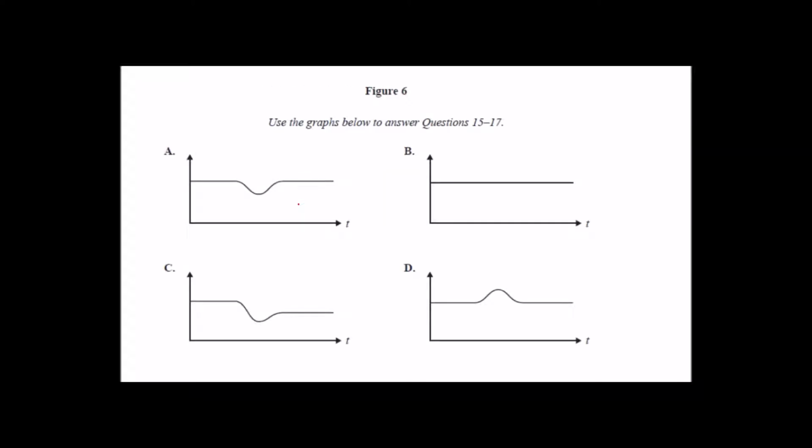Which graph best shows how the total kinetic energy of the system varies with time before, during, and after the collision? Now, we need to think back here about what we're told. It's an elastic collision, which means the kinetic energy is the same before and after. So that probably narrows down the graphs we can look at. A, B, and D all have kinetic energy that is constant before and after.